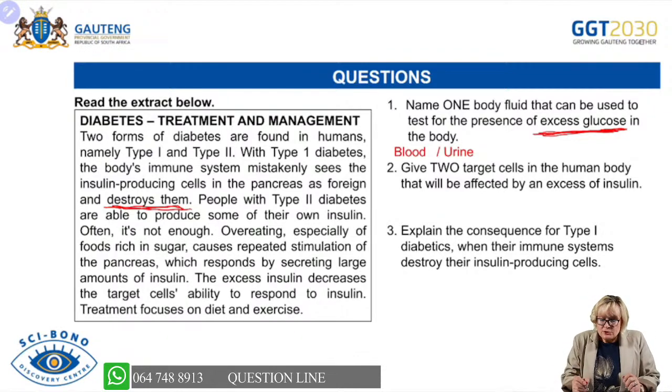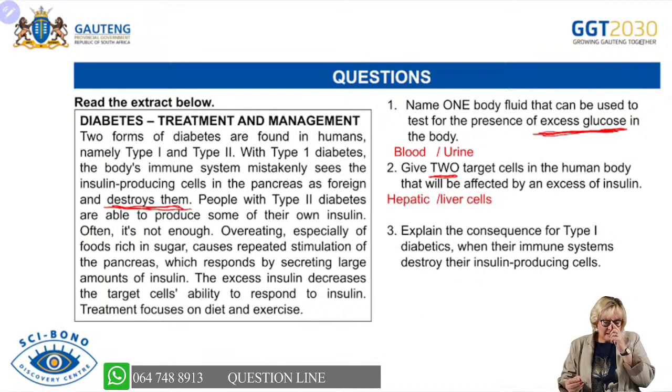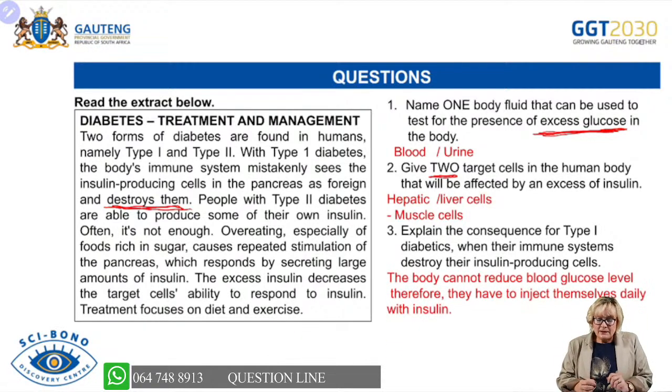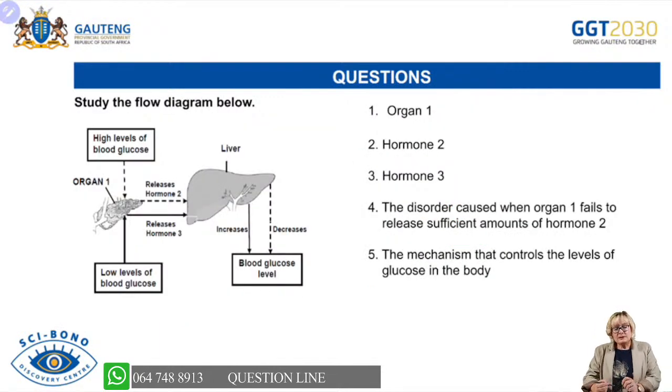Then they ask us, give 2 target cells. So how many must you give? 2. In the human body, that will be affected by an excess of insulin. So if you have too much insulin, 2 target cells that will be affected. It will be your liver cells and also your muscle cells. And then explain the consequence for type 1 diabetics when the immune system destroys the insulin producing cells. All right, and I think we have looked at this. The body cannot reduce blood glucose level, therefore they have to inject themselves daily with insulin. All right. And then our last question.